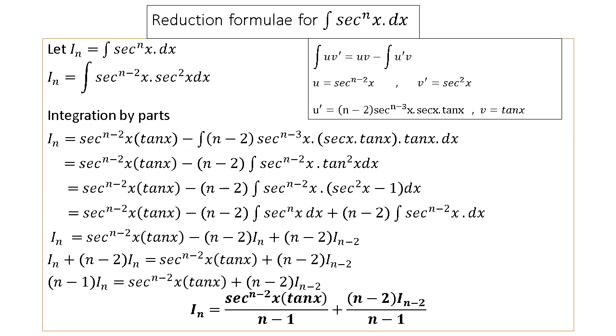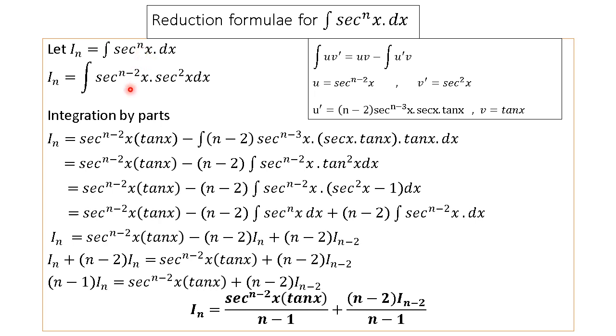Now let's first prove the reduction formula for integration of secant to the power n x dx. For that, we will consider this whole term equal to I_n. In the next step, we split secant to the power n x dx as secant to the power n minus 2 x into secant square x. n minus 2, n can be written as n minus 2 plus 2; plus 2 minus 2 gets cancelled, remaining with n only.